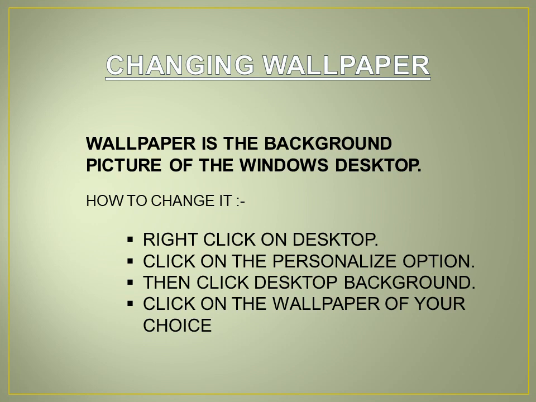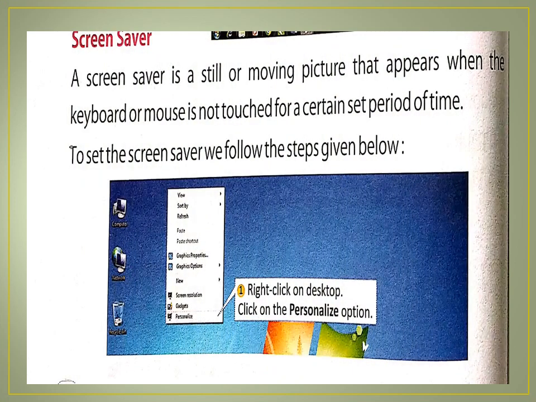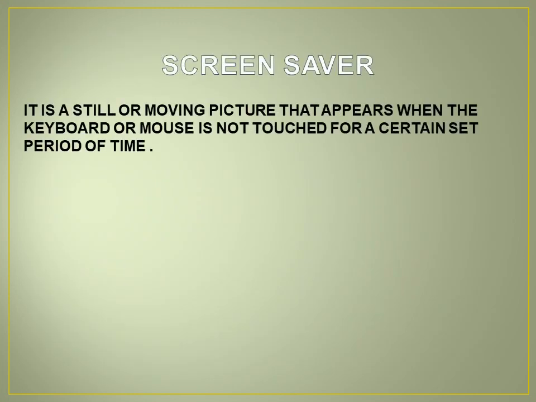The next is screensaver. Now what is a screensaver? A screensaver is a still or moving picture that appears when the keyboard or mouse is not touched for a certain set period of time. That is called screensaver.